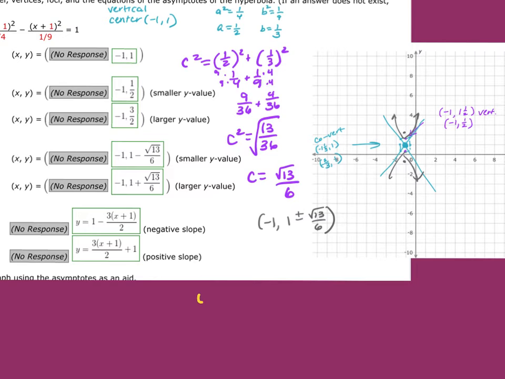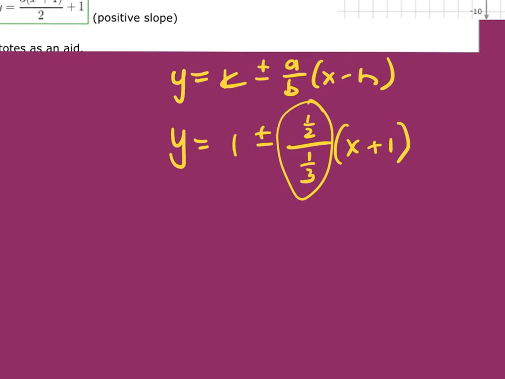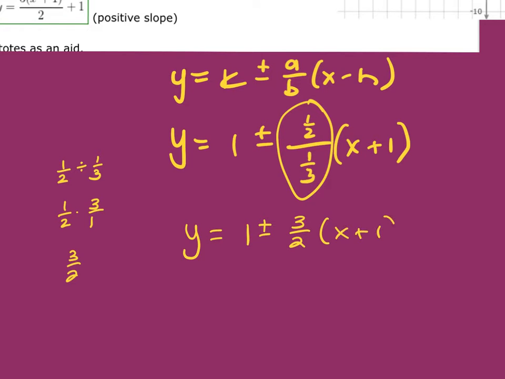And then the asymptotes, it's vertical, so it's y equals k plus and minus a over b, because it's vertical, times x minus h. So k is your positive 1, plus and minus, the a is 1/2 and the b is 1/3, x minus a negative 1 becomes plus 1. Then this has to get simplified. So 1/2 divided by 1/3 is the same thing as 1/2 times 3 over 1, or 3 over 2. 1 plus and minus 3 over 2 times x plus 1 should have been the asymptotes. So it just gets really messy because of the fractions in the bottom. Okay. Thank you. You're welcome.